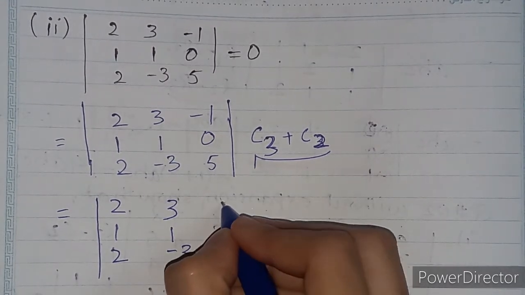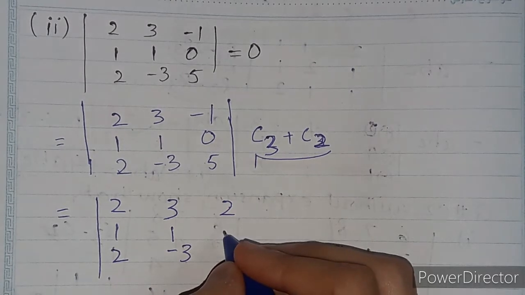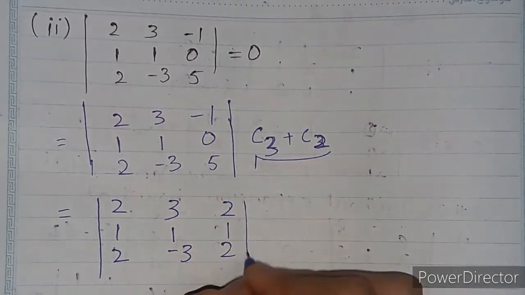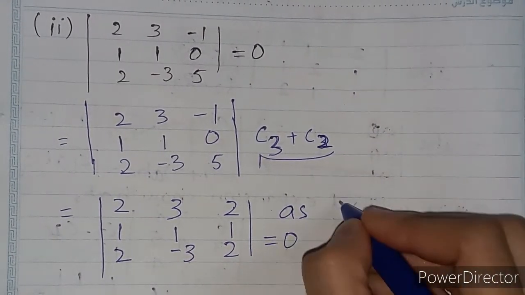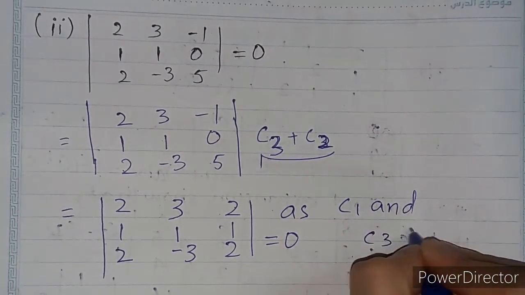It will be like this, plus minus 1, 2, 1 plus 0, 1, and this is equal to 0, as C1 and C3 are identical.